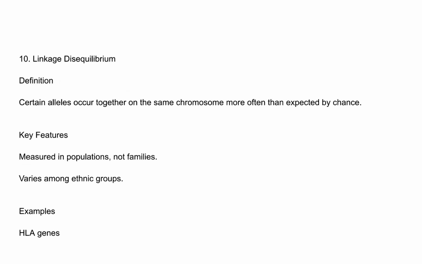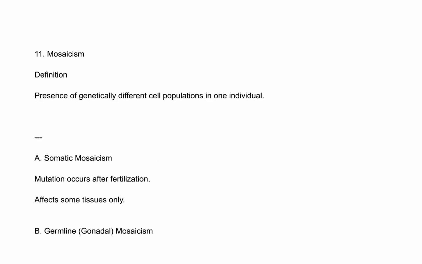Linkage disequilibrium. Definition: certain alleles occur together on the same chromosome more often than expected by chance. Key features: measured in populations, not families, and varies among ethnic groups. For example, HLA genes.